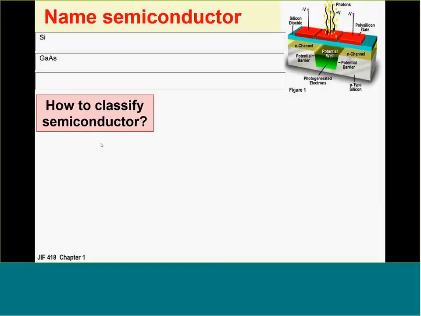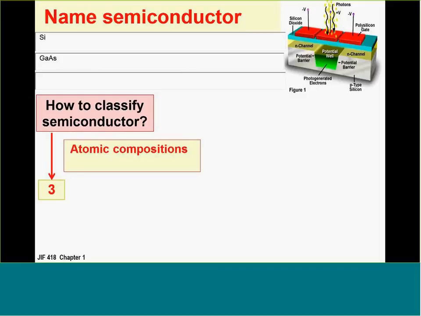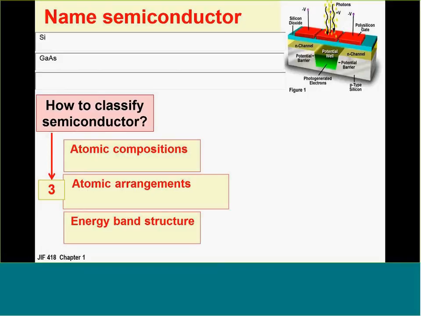Okay, now, how do we classify semiconductors? Basically, there are three ways of doing it. One is based on the atomic composition, based on the atomic arrangement, how the atoms are being arranged, and lastly, according to the energy band structure. For the atomic composition, it is based on the elements and also the purity.